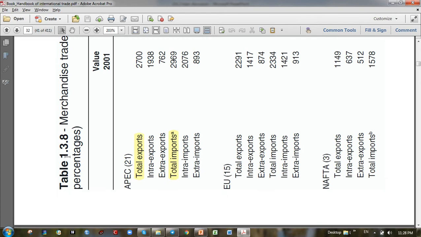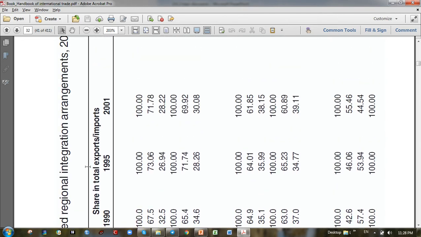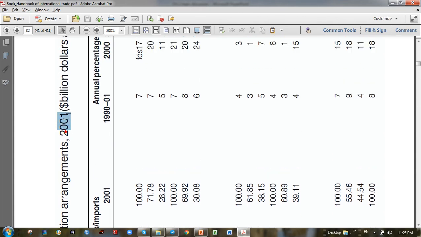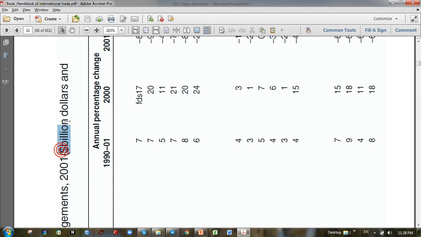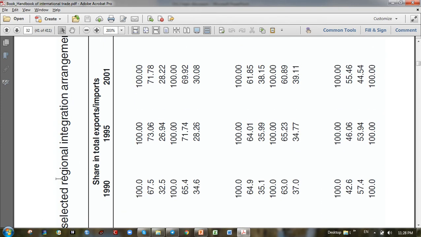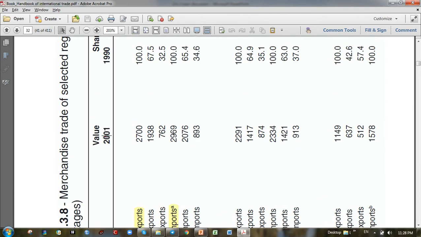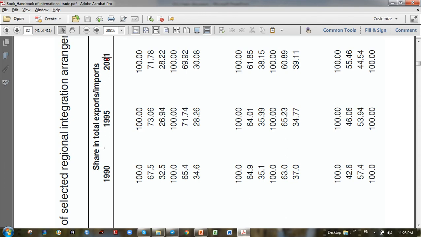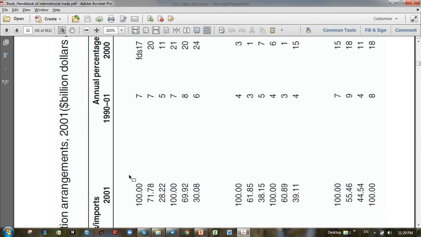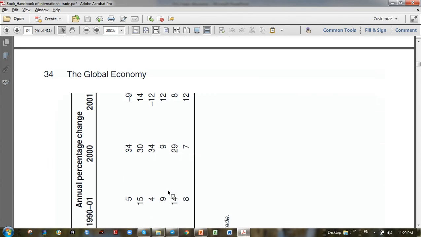The other one is table 1.3.8. Merchandise trade of selected regional integration arrangements 2001. The data show you in $billion and percentage. Okay, this is a region, but they integrate, that means they sum together, they add them together. So you can read this one. This is 2001 value 95 2001. This is share in total export import. Okay, the annual percentage growth. This continues the table.